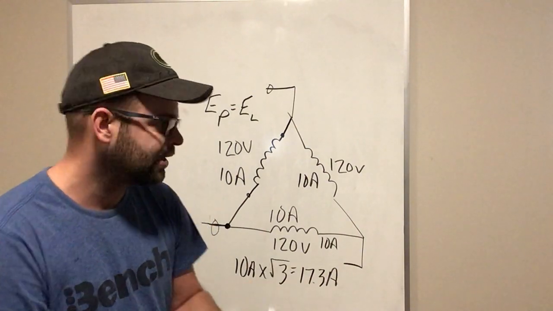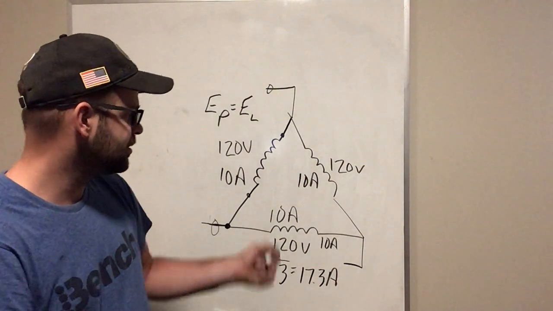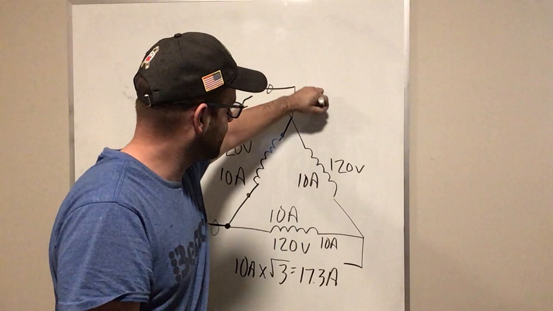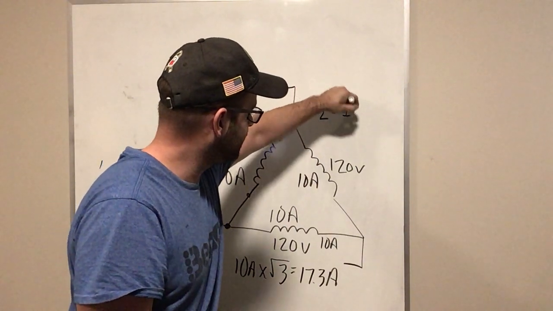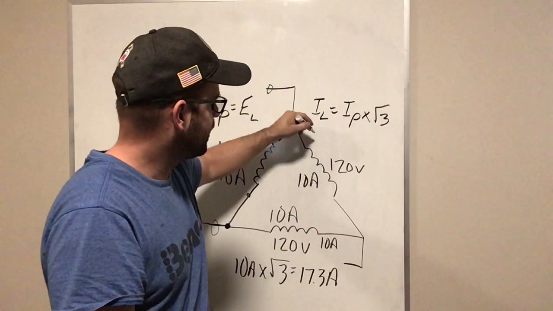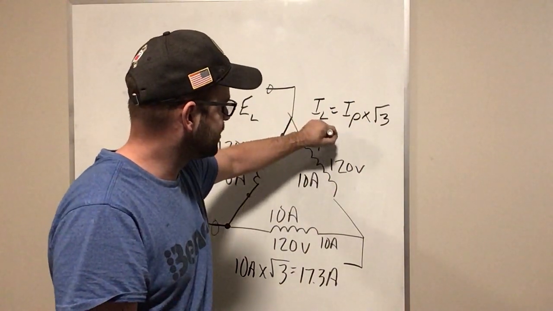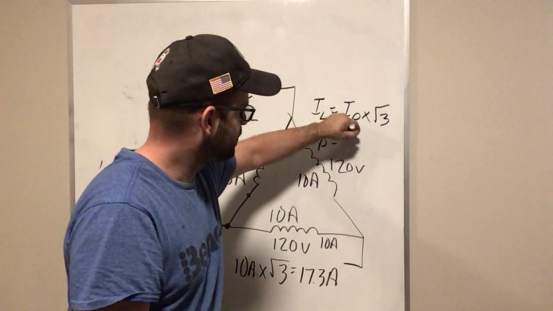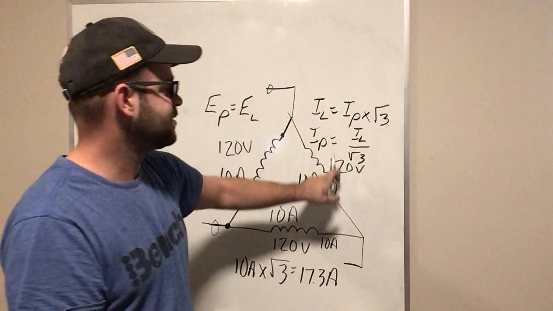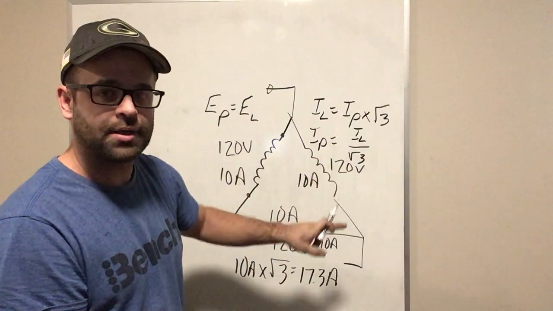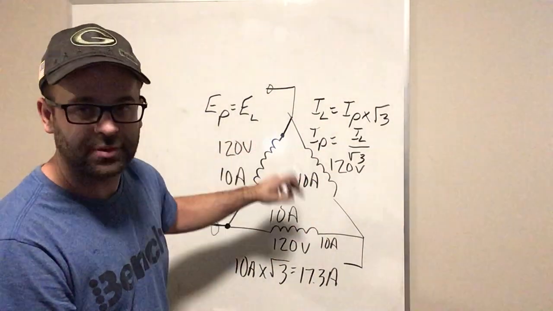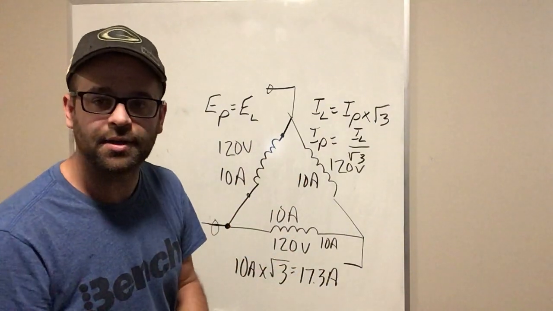Oh, one last thing, I will just write this formula. I line is equal to I phase times root 3, and I phase is equal to I line divided by root 3. So those are the formulas for current in delta, and that's the voltage for Y. And I'll just re-summarize those at the start of the next video.